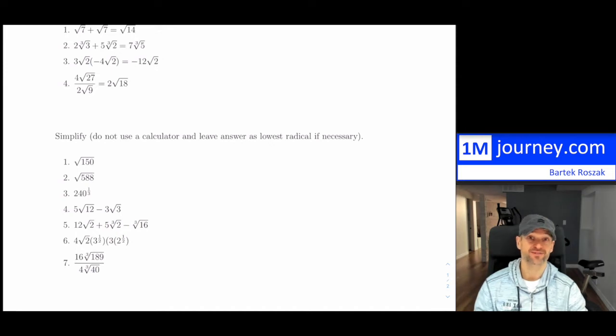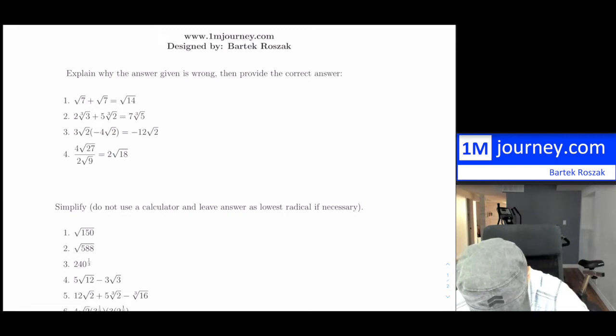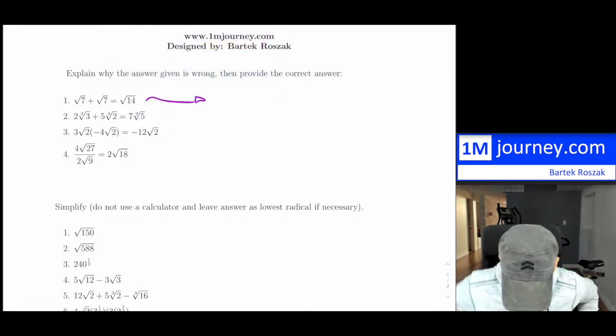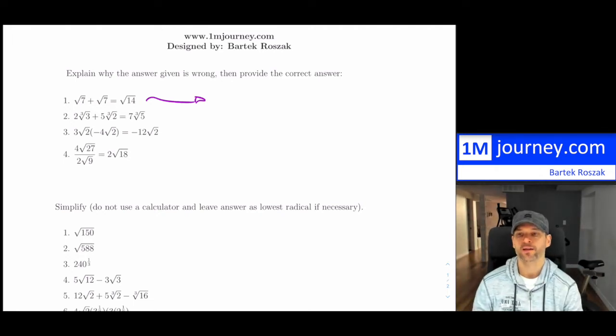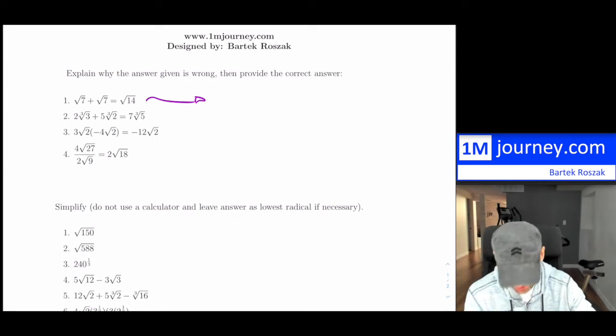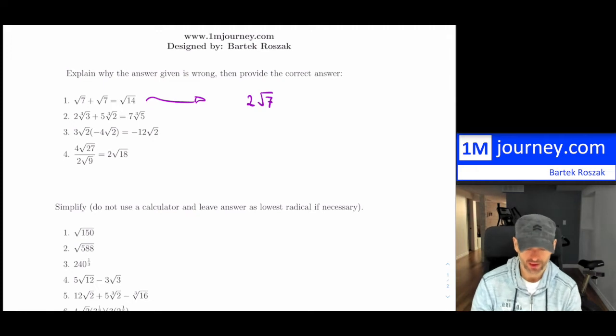Okay, let's get started. So question number 1. Here it says explain why the answer given is wrong and then provide the correct answer. So the correct answer here, because you have the square root of 7 plus the square root of 7, is this: 2 multiplied by the square root of 7, because you have 2 of them.